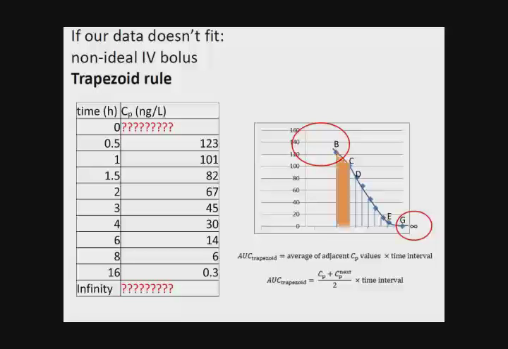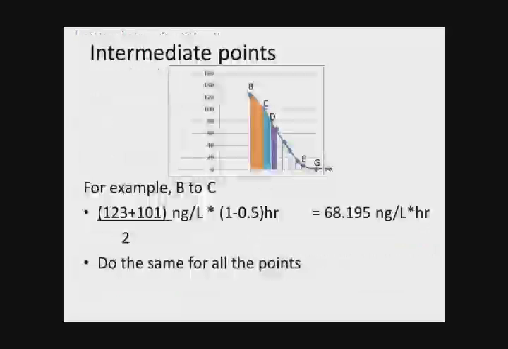So what do we do? First off, using the trapezoid rule, you can calculate accurately the AUC of the different time intervals. For example, between B and C, the concentration at B is 123, and the concentration at C is 101. You take the average of these 2 values, that is 123 plus 101 divided by 2, and multiply that by the time interval. The time interval here is 1 to 0.5. You would get the AUC for that segment, and you can do that for the following segments, C, D, and so on and so forth. So you would get a value like this for the region between B and C.